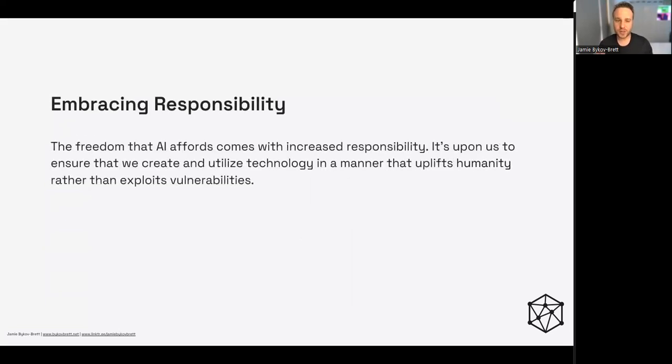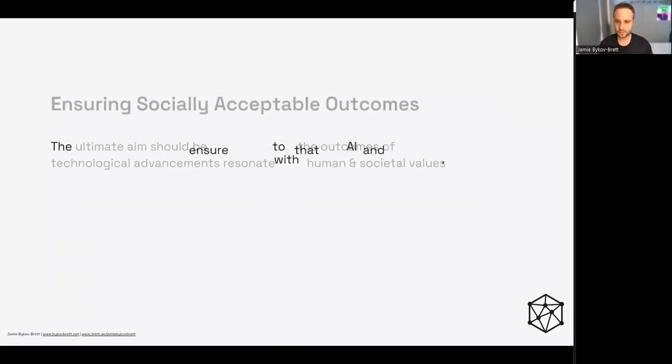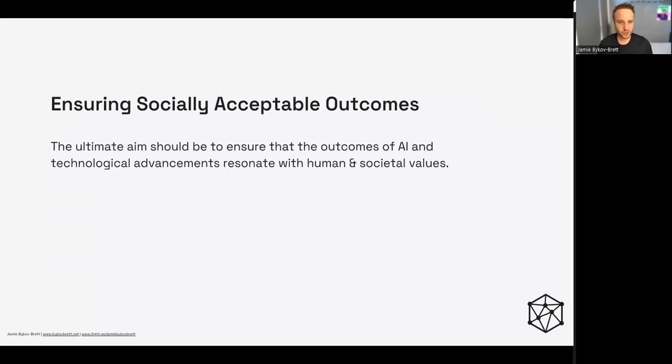And therefore, we should be able to embrace that responsibility that technology provides us by being mindful of the potential risks, but being able to create a brighter future for everyone. That means that we need to make sure our AI capabilities ensure socially acceptable outcomes. And to ensure those socially acceptable outcomes, we need to make sure that the ultimate aim is to ensure that AI and our technological advancements resonate with human and societal values.